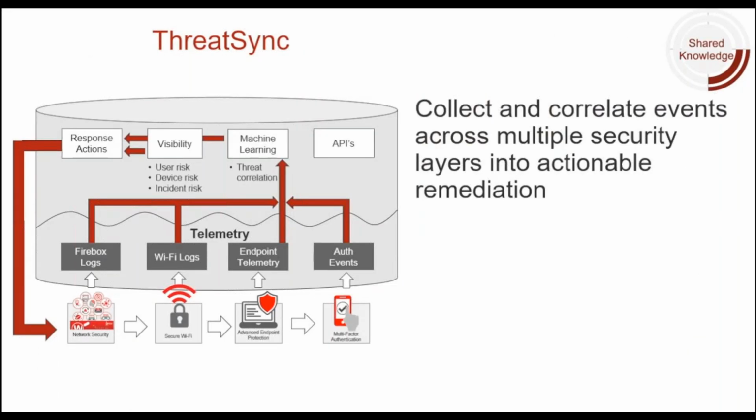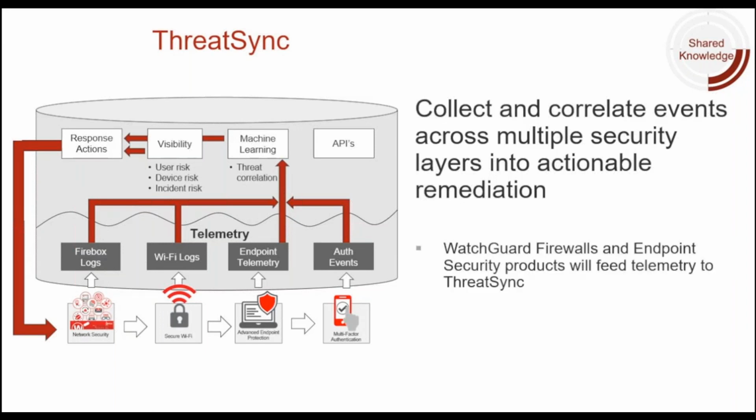So one of the things here about ThreatSync that I was talking about, as you can see, is that we have the network security, secure Wi-Fi, the endpoint protection, and MFA. All of them, when it comes to the logs or telemetry, are going to be sent here to the machine learning, where we can do the threat correlation. We provide visibility about the user risk, the device risk, the incident risk, and definitely we can automate the response, or we can just have an alert for manual action in this scenario.